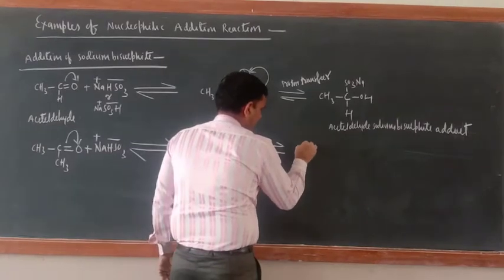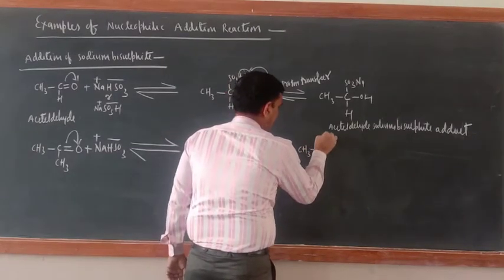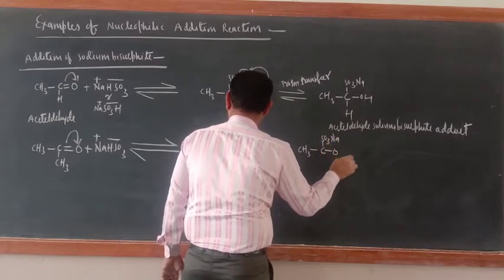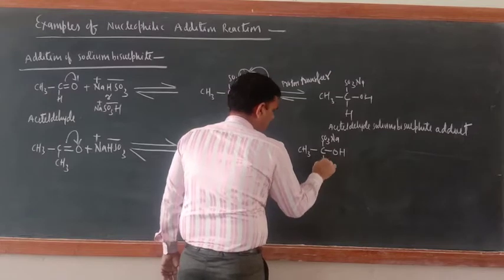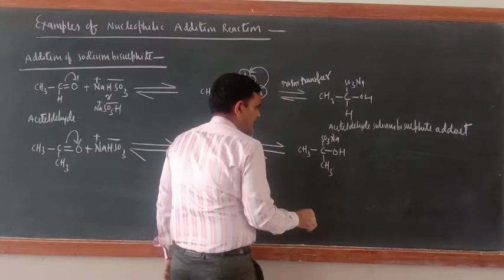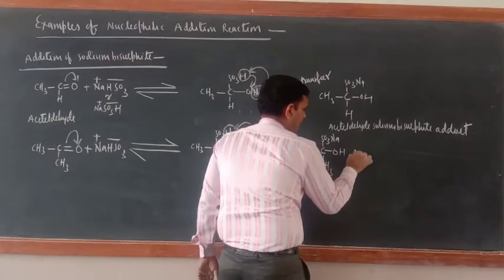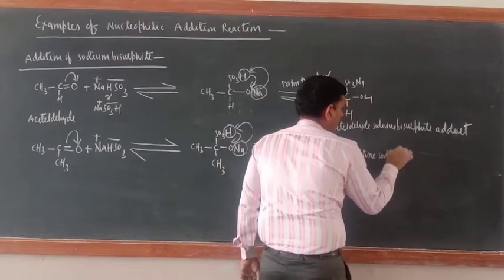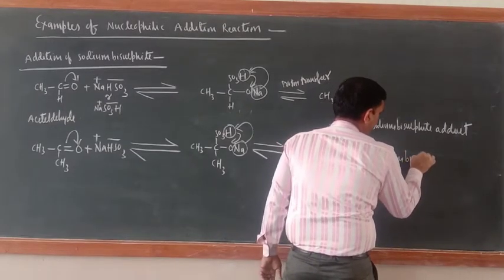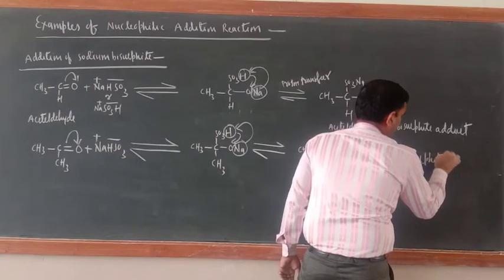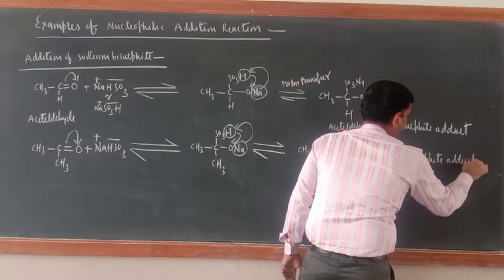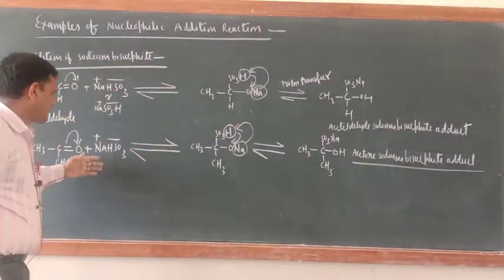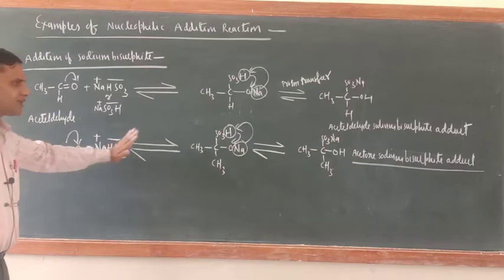So what is the product here? CH3C, here SO3Na, here OH, and here CH3. What is the name of this one? Acetone sodium bisulfite adduct. Okay, so now just see, this entire compound gets added or not.